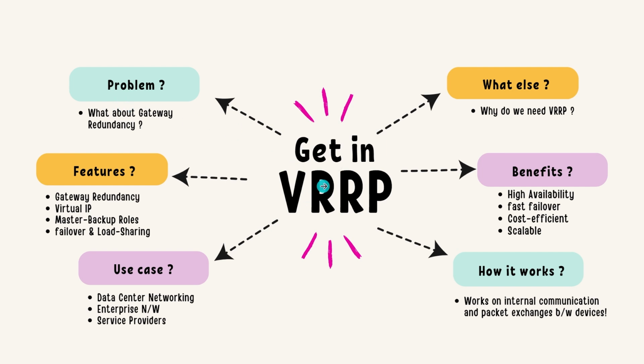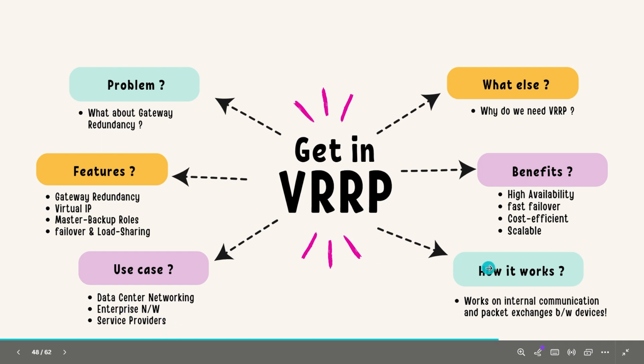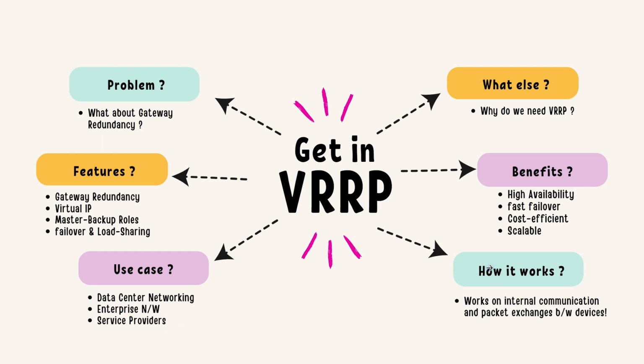And having said that, obviously, the first feature of VRRP should be gateway redundancy. And what are the use cases? Obviously, these are other features of VRRP that you can look at. Use cases are like data center networking, enterprise or service provider networks. How it works is on internal communication and packet exchange between devices and something called virtual IPs. And what are the benefits? Obviously, it provides availability, fast failover, scalability, and stuff like that.